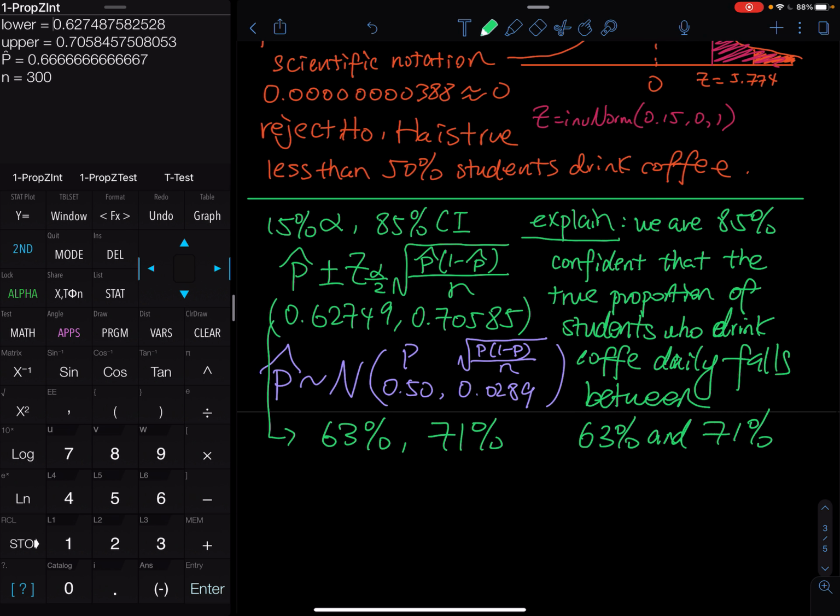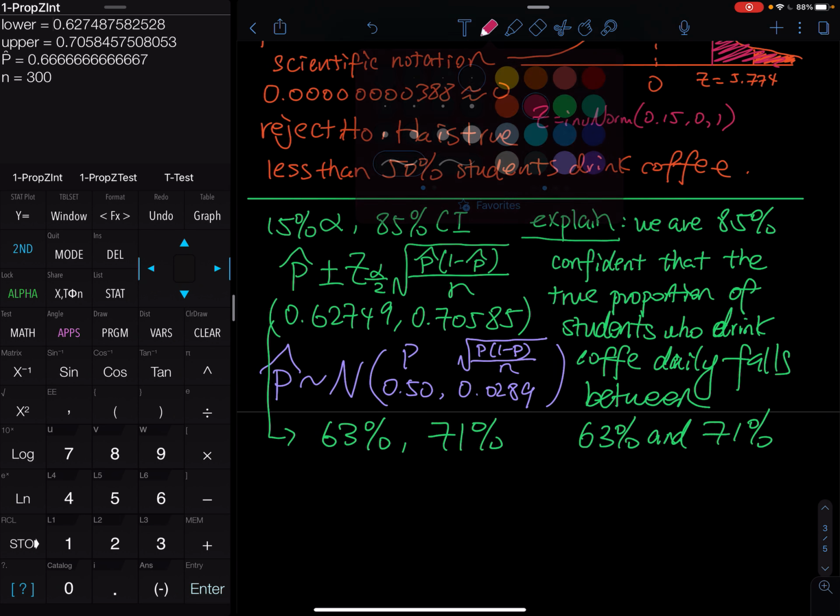You are trying to estimate the true proportion P. We are 85% confident that the true proportion is between 63% and 71%. So the truth is between 63 and 71. What did you claim in the H0? In the H0 in this problem, they claim at most, right? So they claim at most.